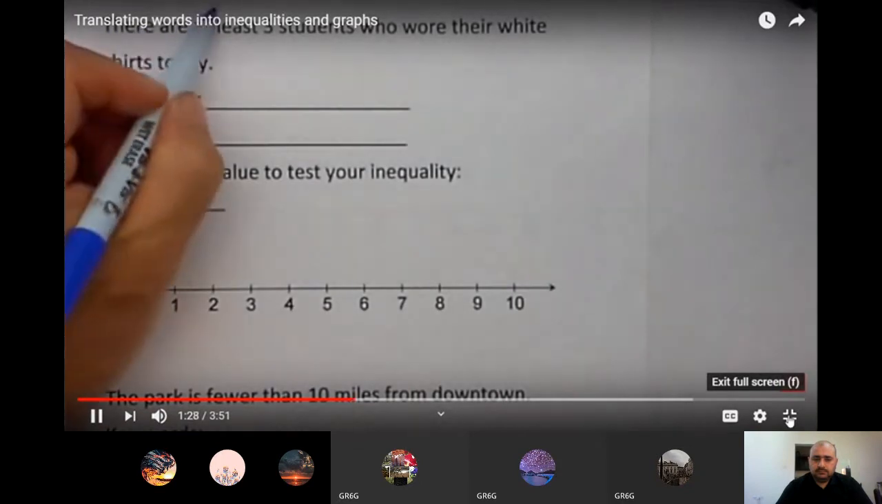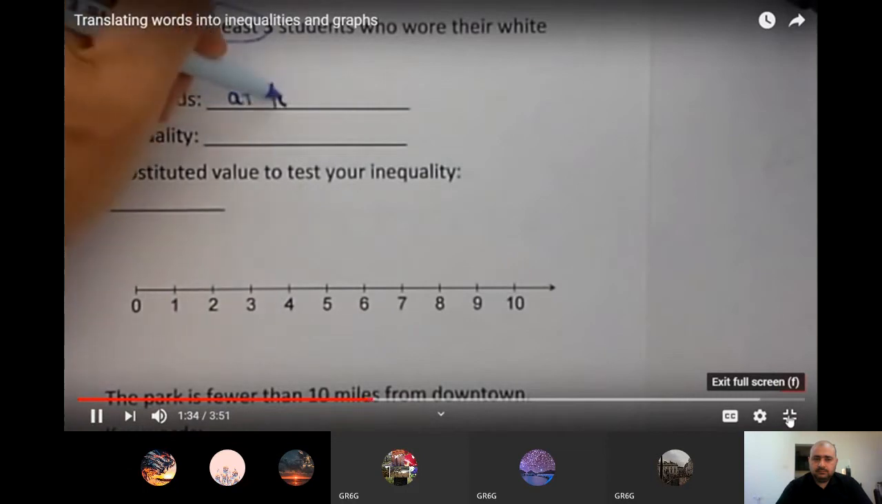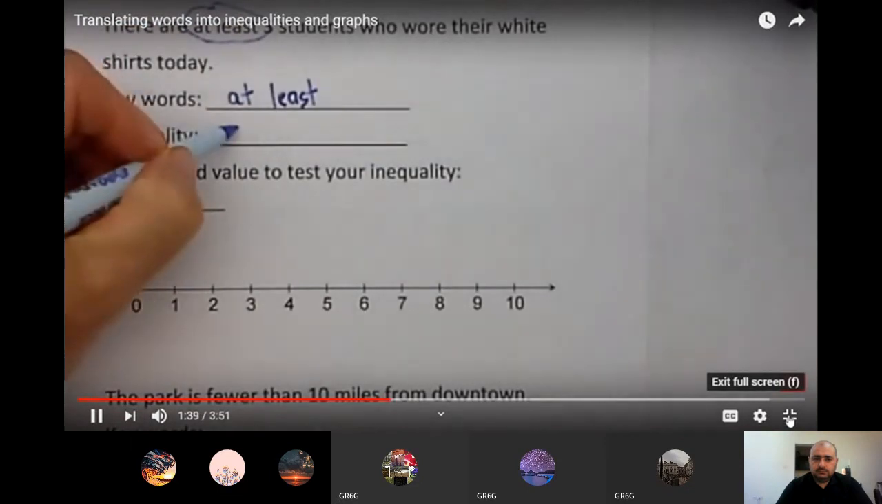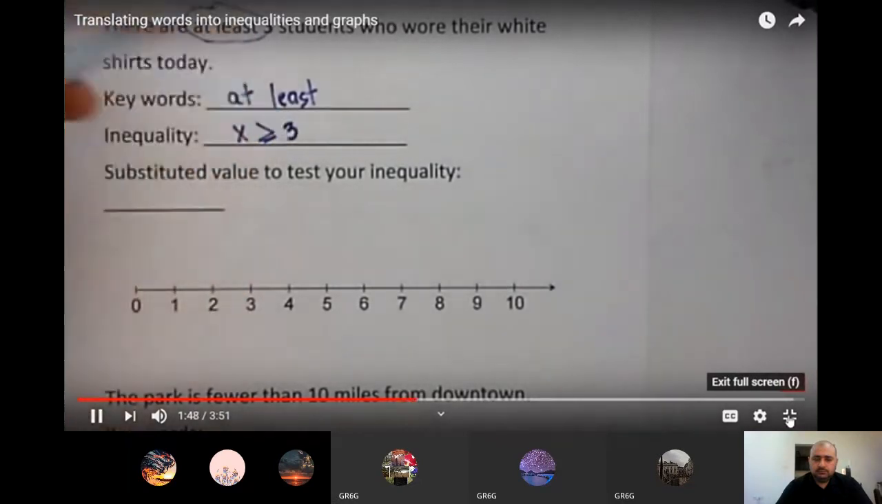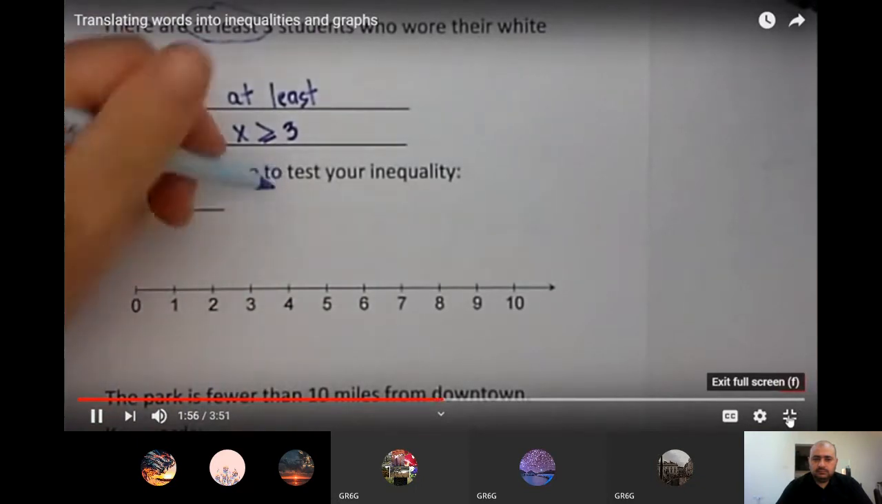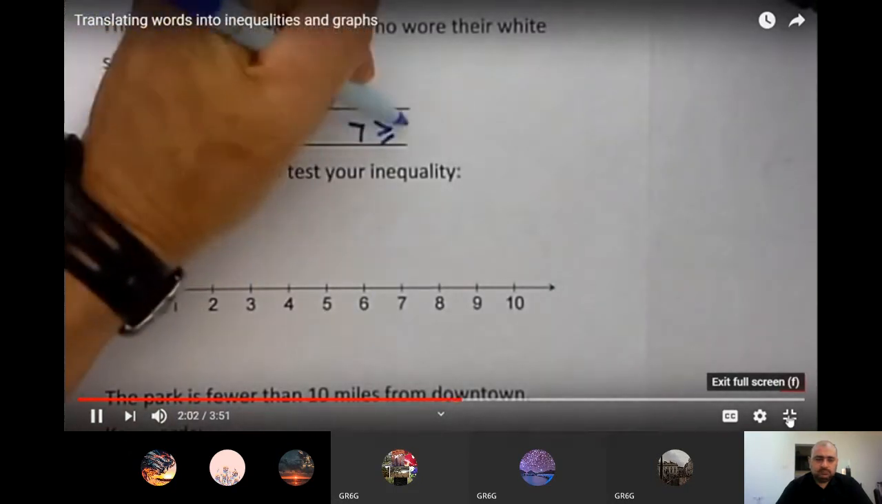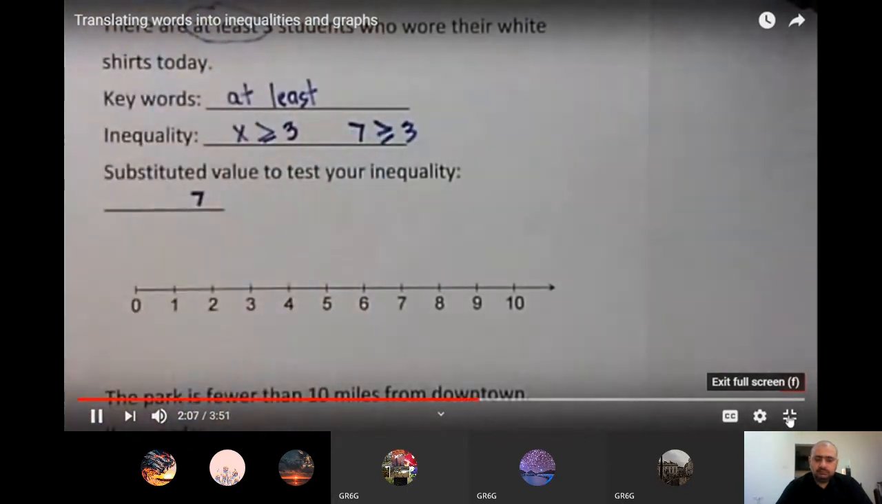So in this particular example, the keyword is at least. And so I will write at least. Next, let's go with writing the inequality. At least, we would say x is greater than or equal to 3. So that means at least. Well, let's test it, and let me show you how this works. Let's go ahead and choose 7. 7 is greater than or equal to 3. Is 7 greater than or equal to 3? Yes. So our inequality passed the test.